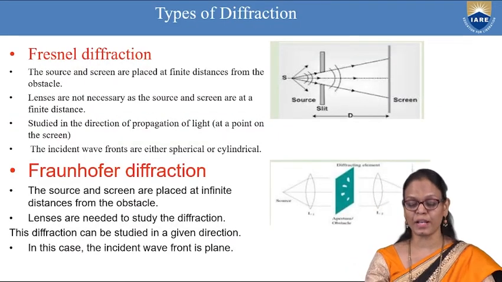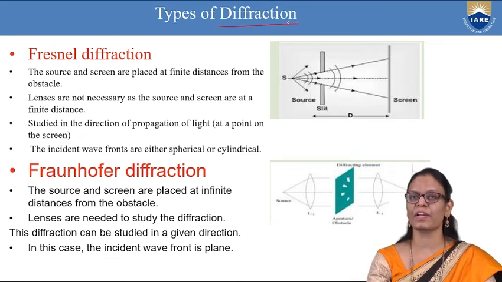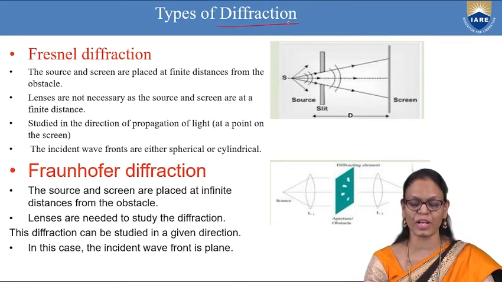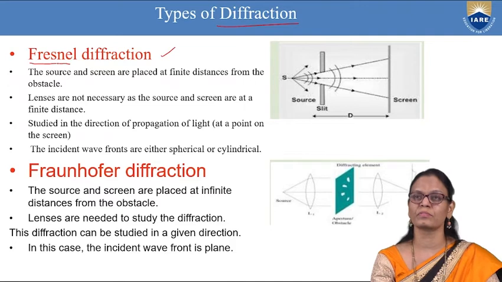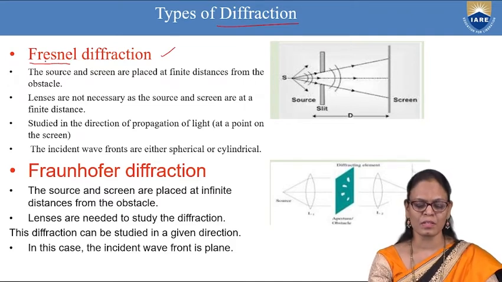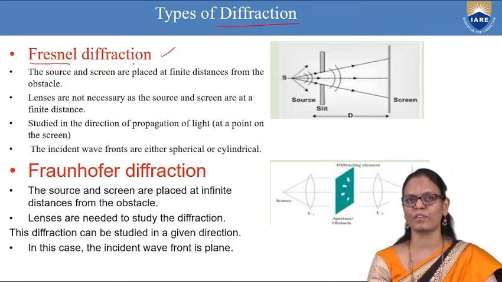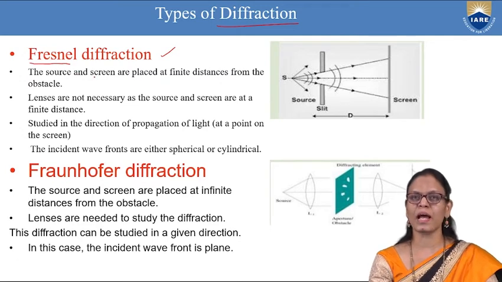Now, what are the different types of diffraction? We have understood diffraction, but there are different types of diffraction. The first one is Fresnel diffraction, which is named after the scientist Fresnel. So, what do we see in this type of diffraction? The source and the screen are at finite distances.